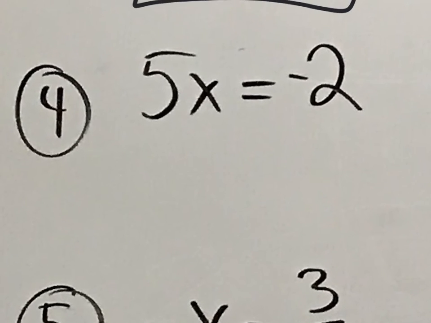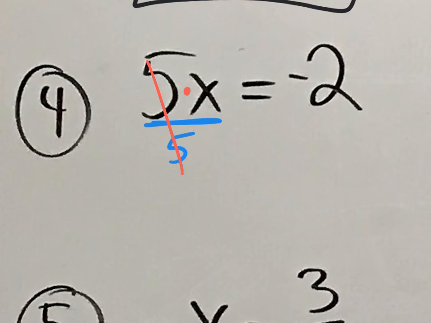Number 4, right here we have 5 times a number equals negative 2. The way to get rid of that multiplication of 5 is to do the opposite. And the opposite of multiplying by 5 is dividing by 5. Notice I'm not changing the sign. I'm not making it a negative 5. If you're multiplying by 5 up here, you're going to be dividing by that same exact 5 down there. That way the 5's cancel.